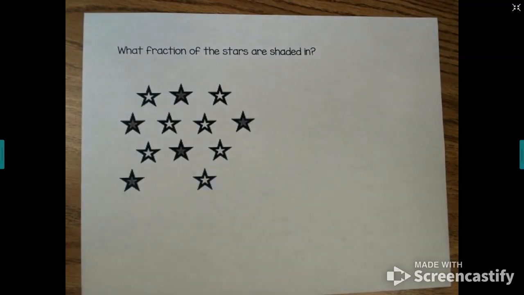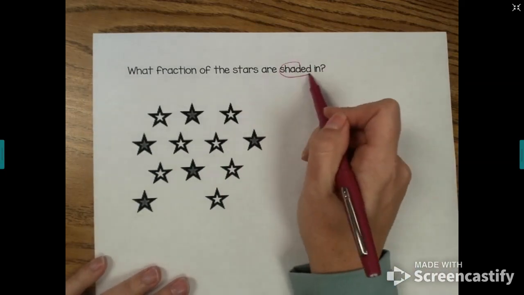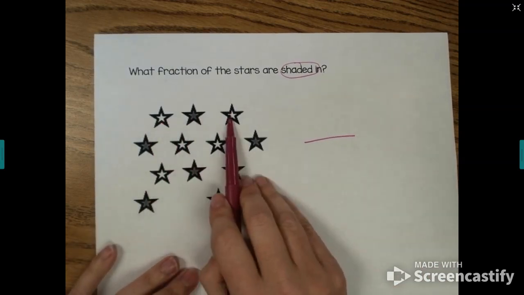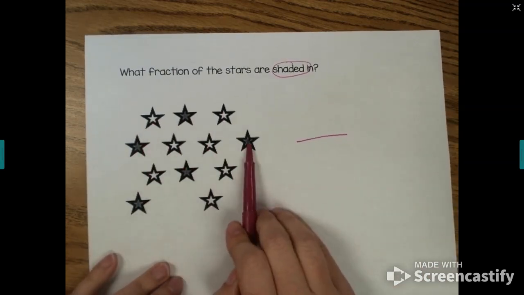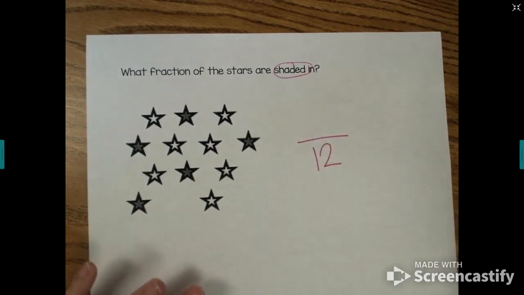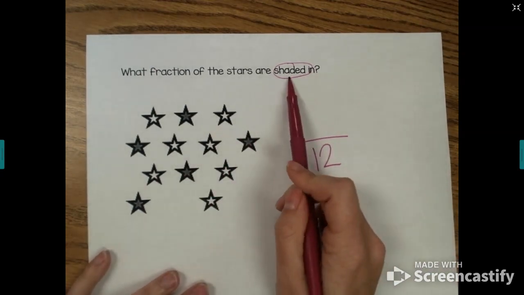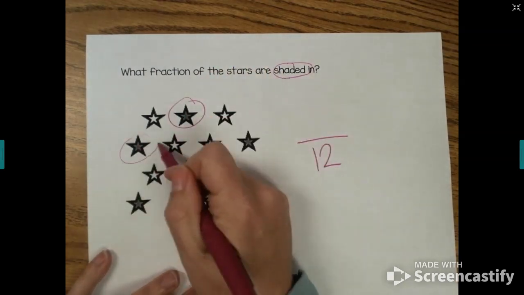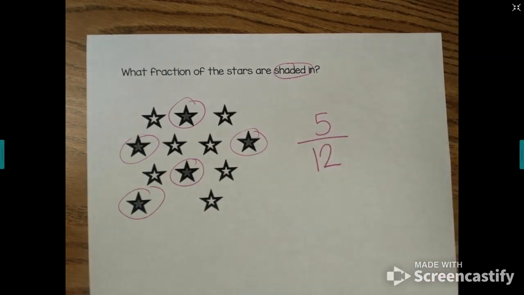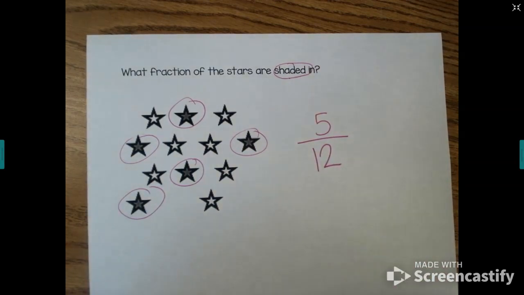Our next question is saying what fraction of the stars are shaded in? So we're talking about shaded. So first let's figure out how many total stars there are. 1, 2, 3, 4, 5, 6, 7, 8, 9, 10, 11, 12 total stars. That's our denominator because we're looking at parts of a set now. Now, how many are shaded in? We have 1, 2, 3, 4, 5. So 5 stars are shaded in. So 5/12. So 5 out of the 12 are shaded in.